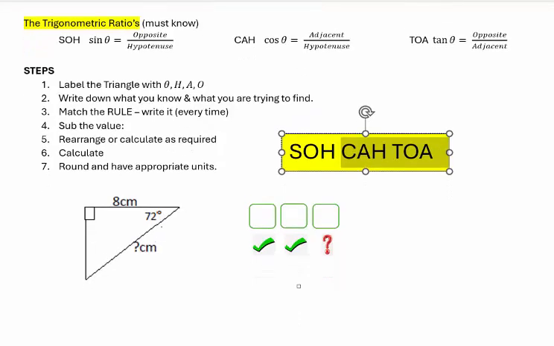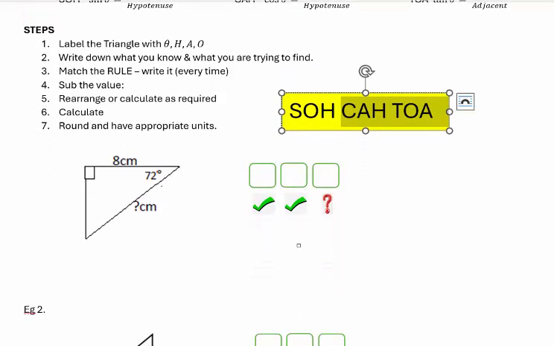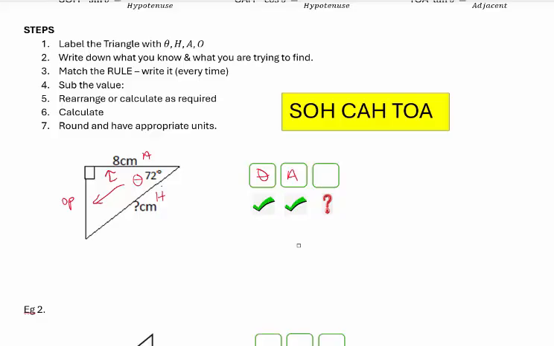This is example 1. You're going to label your triangle. So this is theta, that's the hypotenuse, adjacent, and that's the opposite side. If you want to draw on it, that's fine. Write down what you know. I know theta, so I know the angle, I know adjacent, and what I'm trying to find is the hypotenuse. Okay, next step is to write the rule.